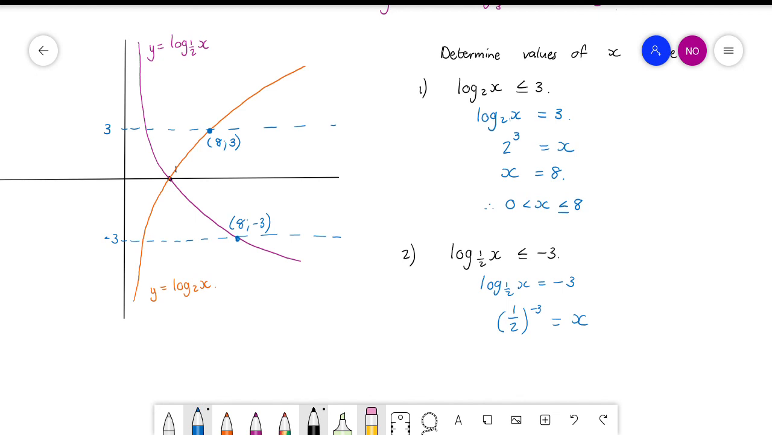It brings the 2 to the top, and then 2 to the power of 3 is once again 8.